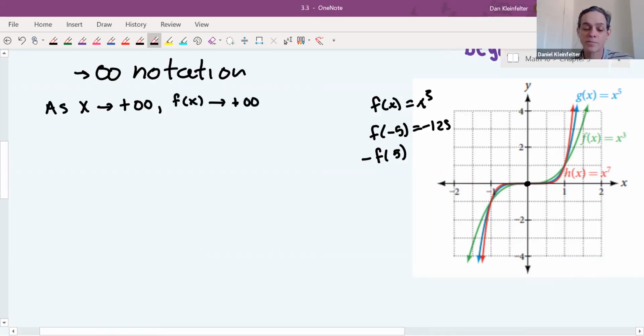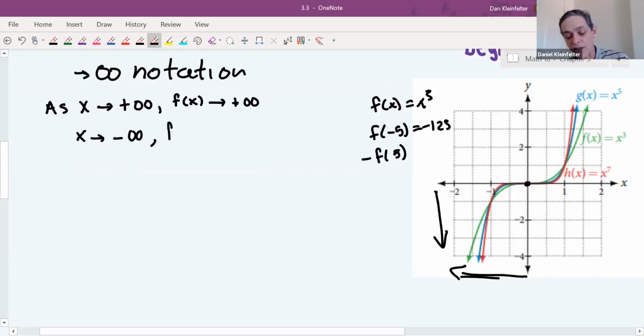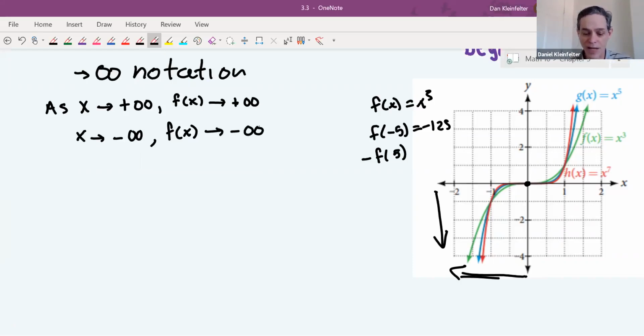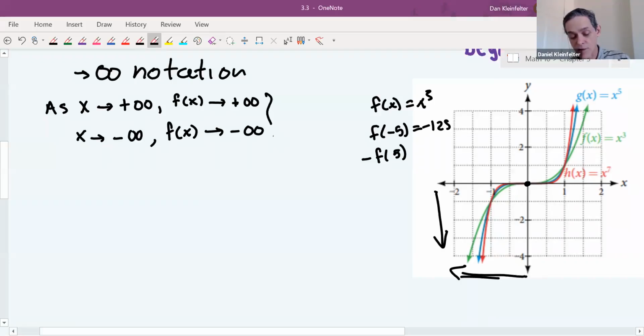Okay? Going in the other direction, as x approaches negative infinity, now we're looking towards the left end of the graph. As x approaches negative infinity, what's happening to the f of x's? Well, they're going down this time. As x approaches negative infinity, the f of x's approach negative infinity. Okay, this arrow and infinity notation is just a way of describing how the graphs are behaving. This is true of the odd power functions.